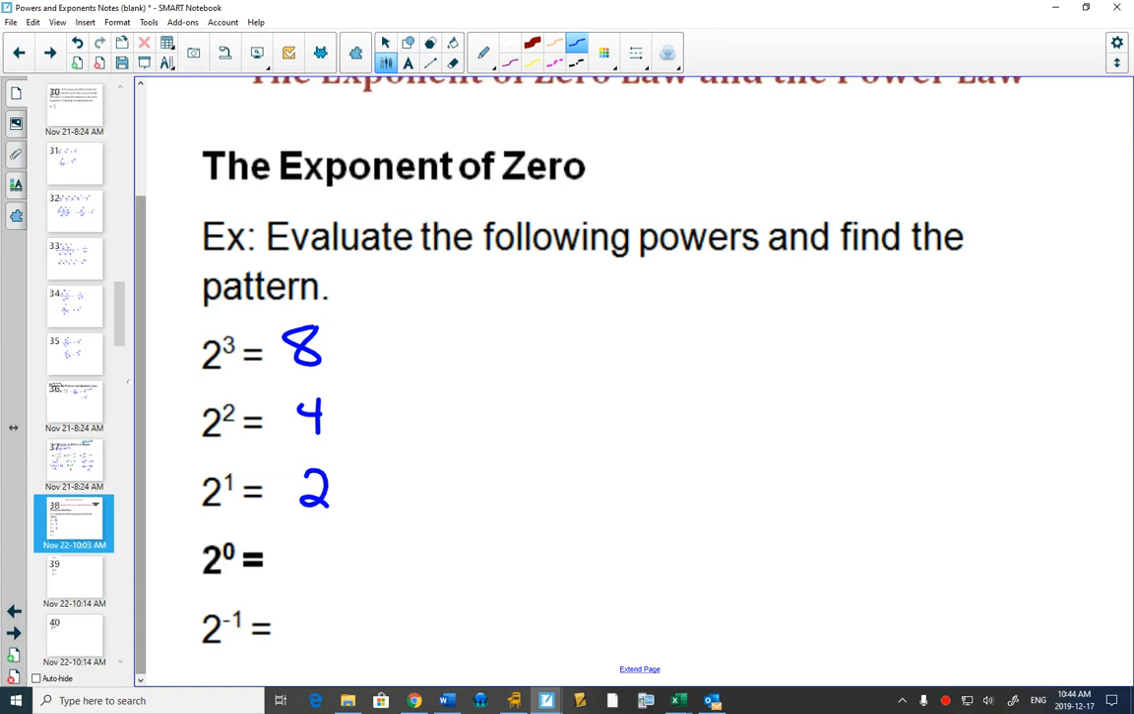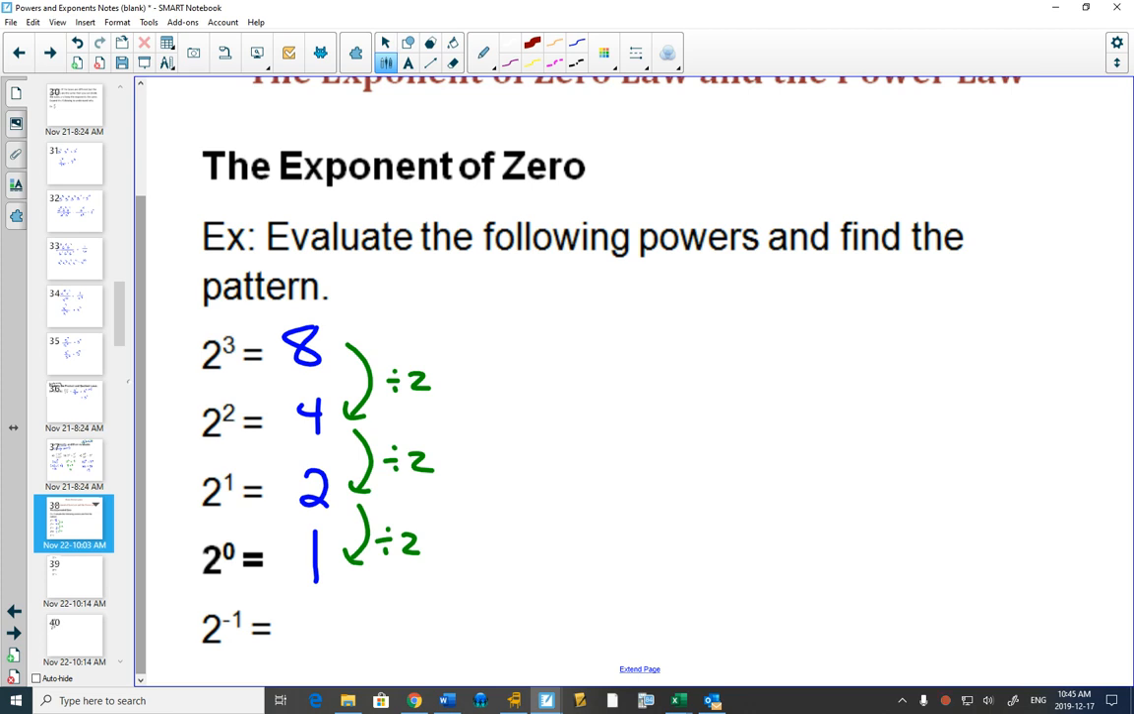Our numbers are going down. Can you see a pattern? Going 8 to 4 to 2. If you went down again, what would you get to? So what's your pattern? How do I go from here to here? Divide by 2. Does that pattern work from here to here? So what is this answer going to be? It's 1. 2 to the 0 is 1. Because if you divided by 2 again, you would get 1. What is 2 to the minus 1?